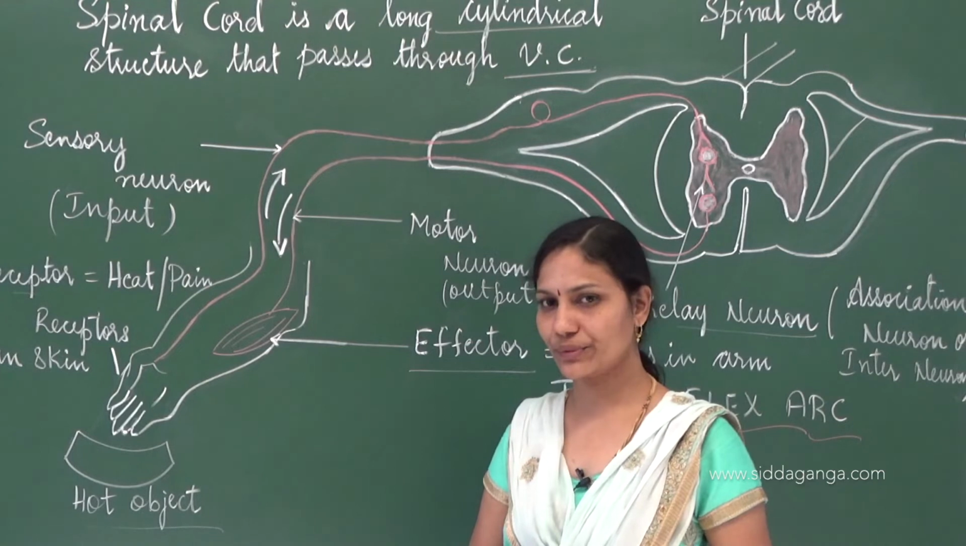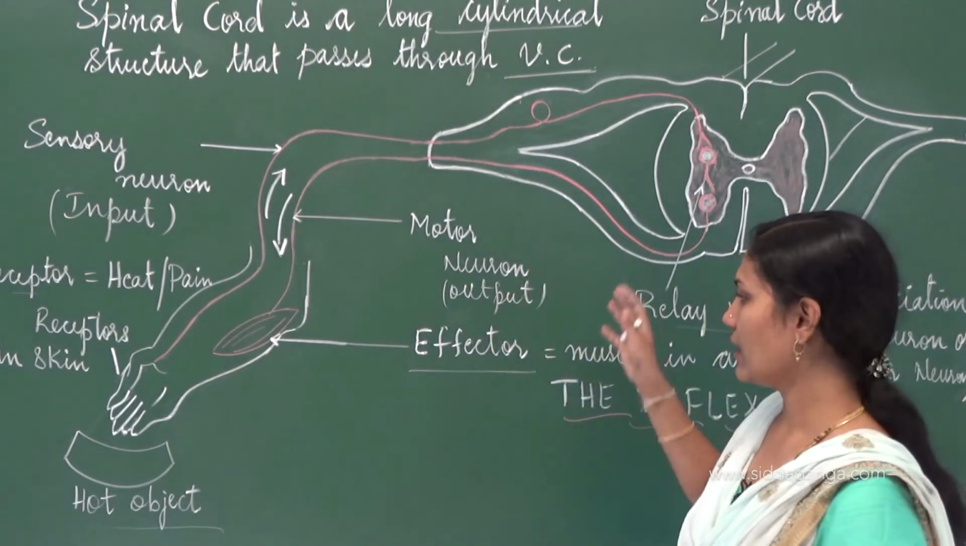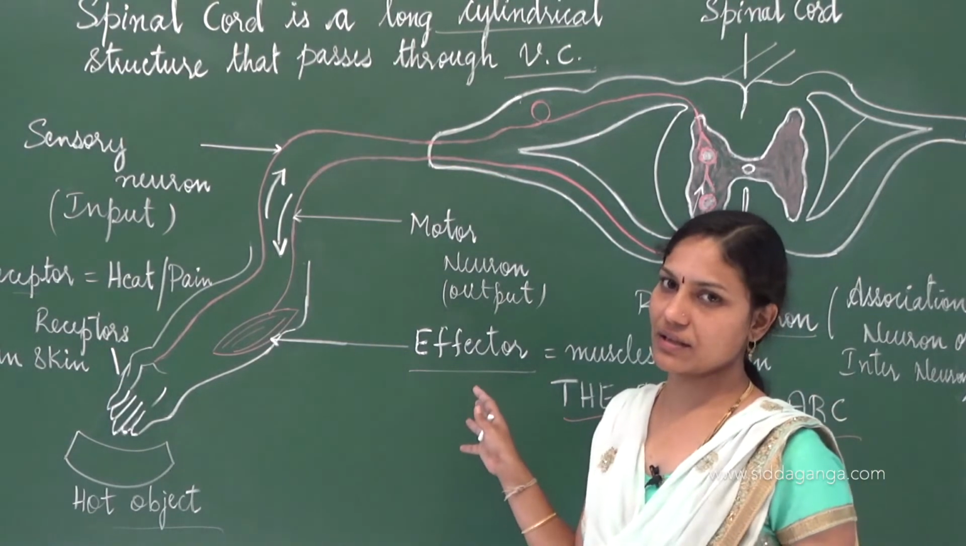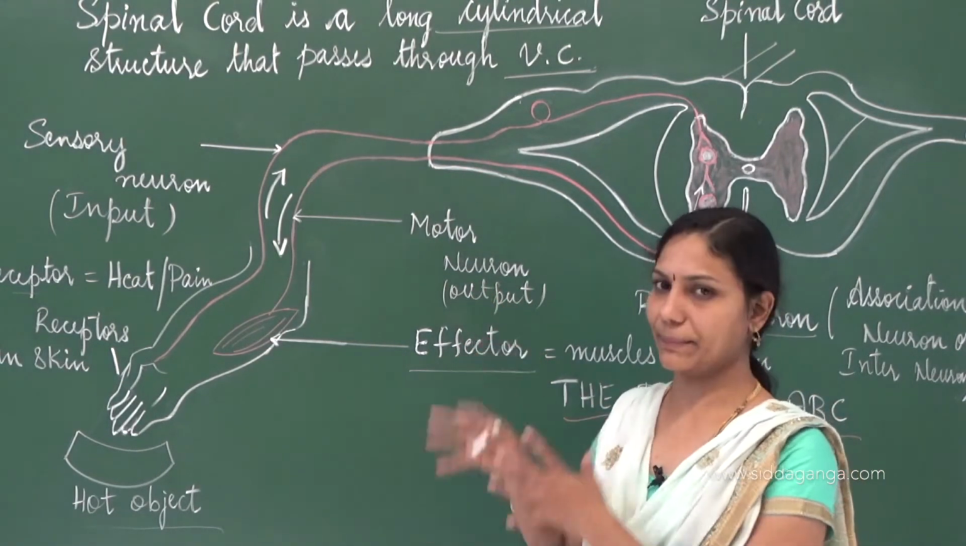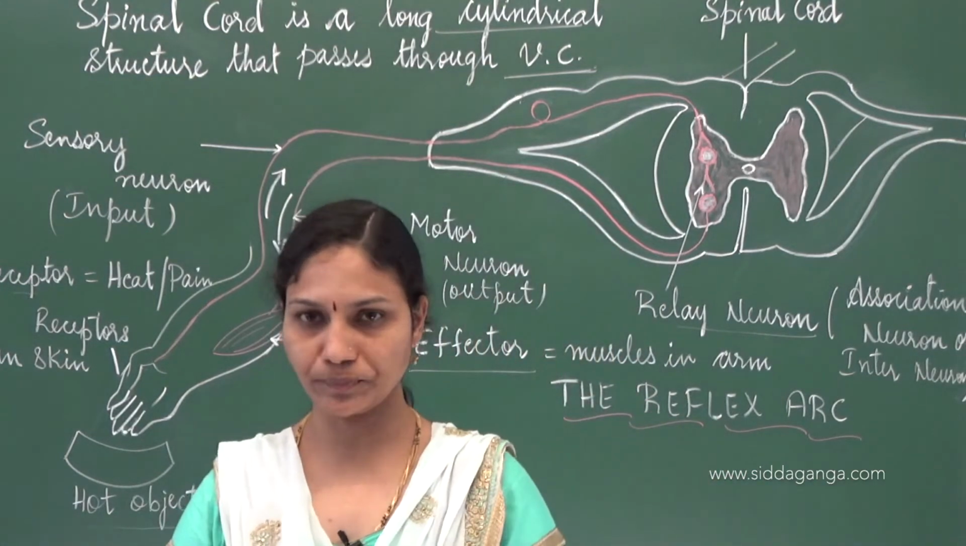Is this clear to you? So the 5 components, and what do they do? And finally the effect is seen in the muscles. This is reflex action and the pathway, the reflex arc. So hope this is clear to you.